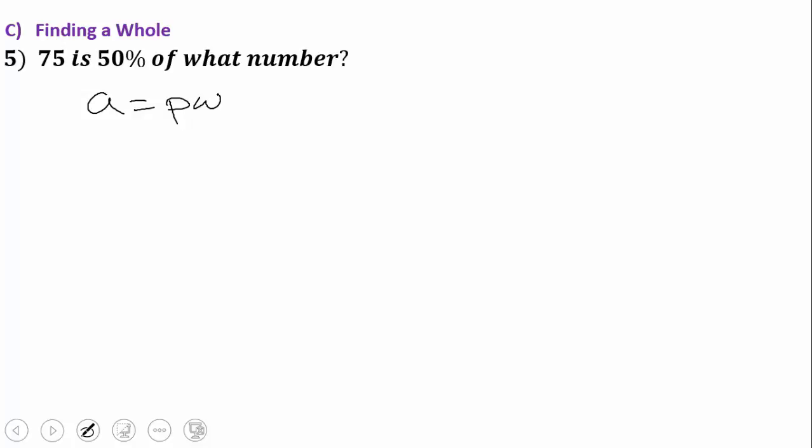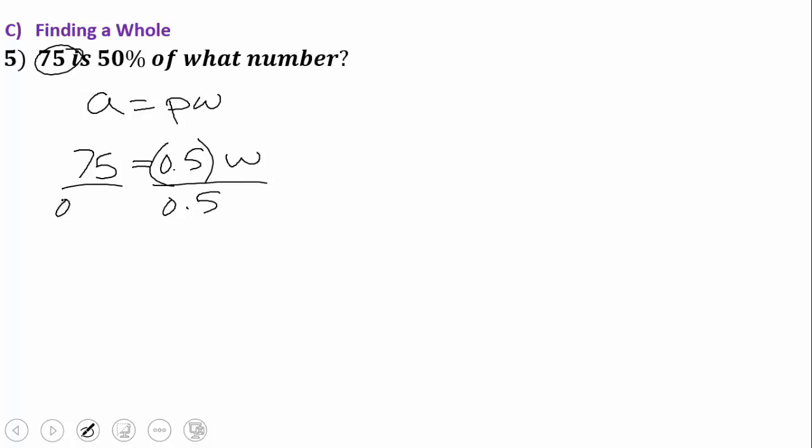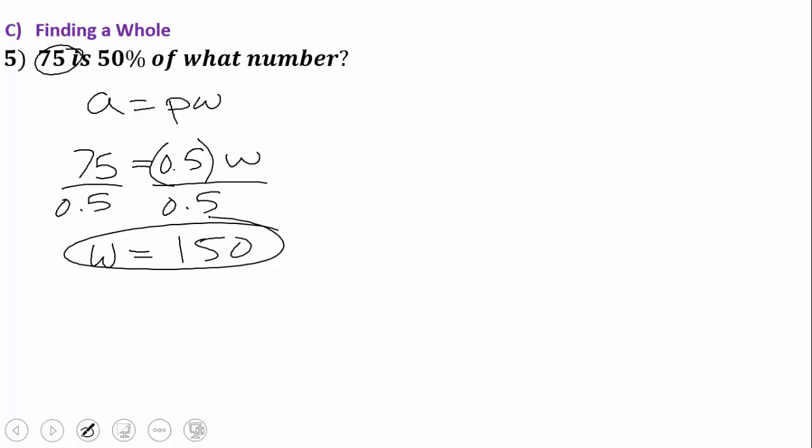So 75 is 50% of what number? 75 is, that's our part. 75 is 50% written as a decimal, 0.5, so you don't mess it up, of what number? That's going to be our variable, and I'm going to use a W. Once again, all we have to do is divide by 0.5, both sides. Dividing by 0.5, our whole number is 150. Well, that makes sense. 75 is 50% of 150. 75 is half of 150.